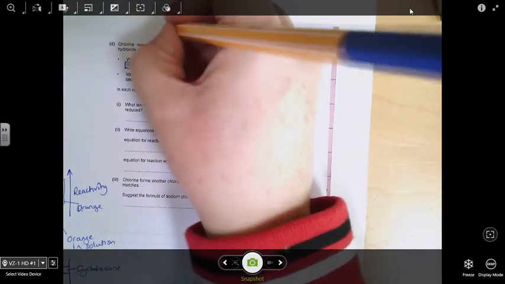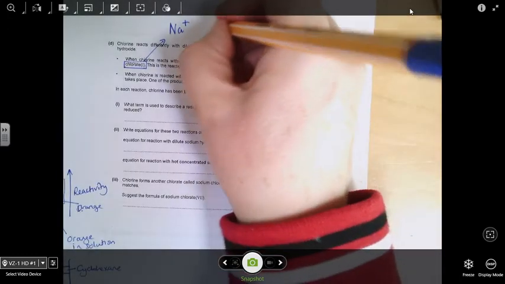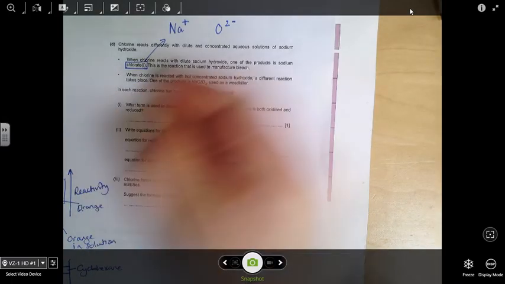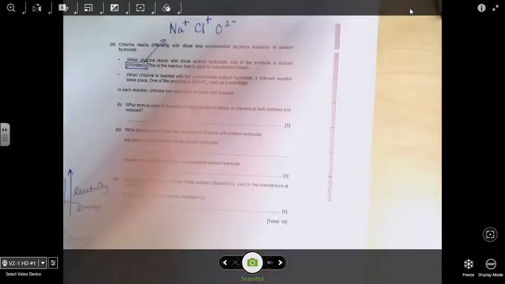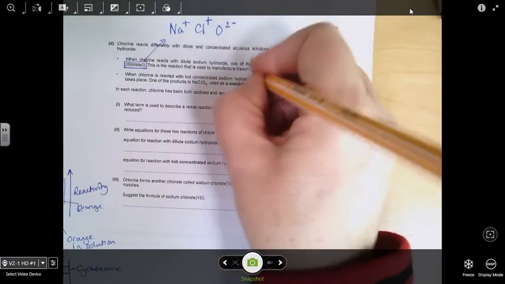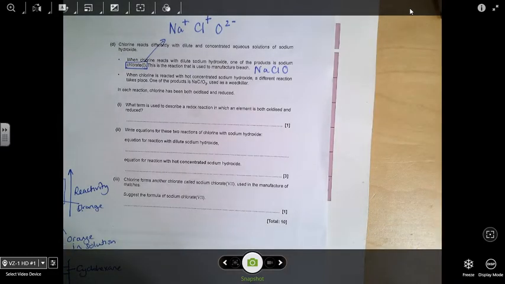So if it's sodium chlorate, sodium is always a 1+ ion, oxygen is always a 2- ion, so the chlorate, the chlorine part of it, has also got to be 1+ in order to cancel out all the charges to give you the formula NaClO.